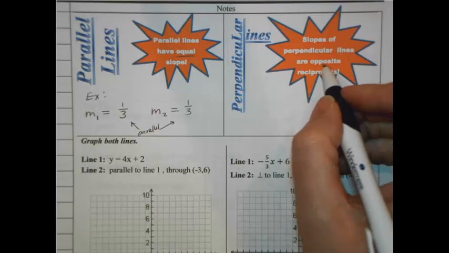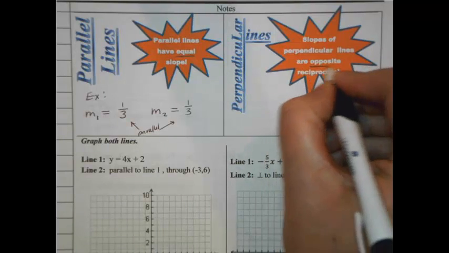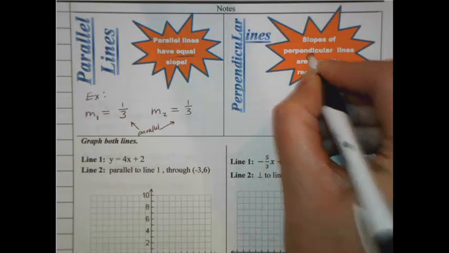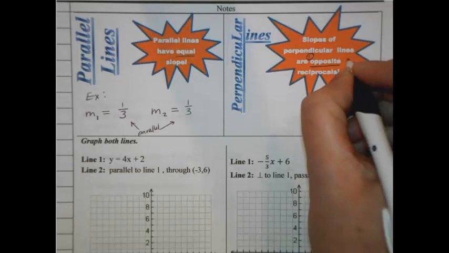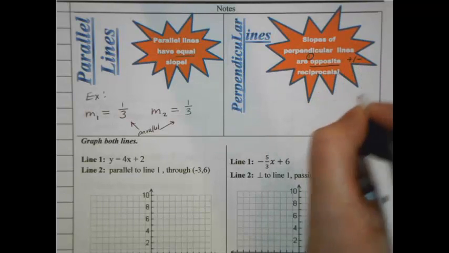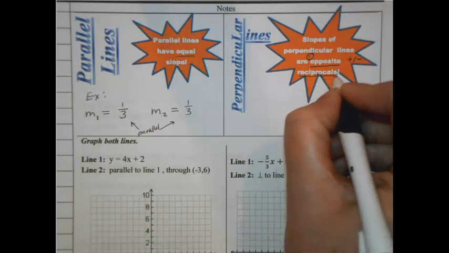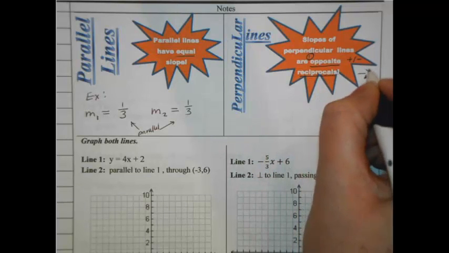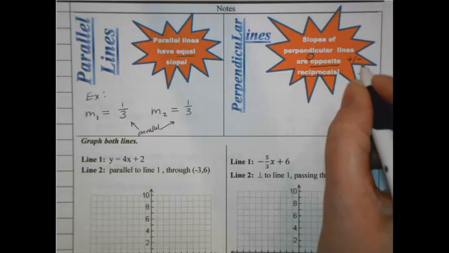Perpendicular is quite a bit different. We have to do two things. Remember, number 1, we need to take the opposite sign. So we need to change positives to negatives and vice versa. And then reciprocals, that's our flip across the fraction bar. So take the reciprocal as well as change the sign.